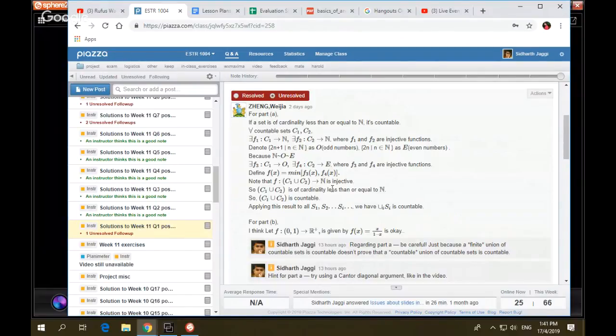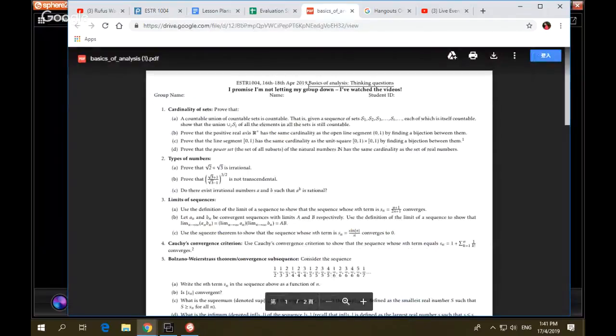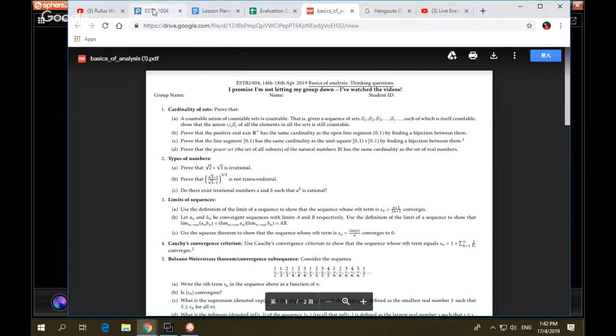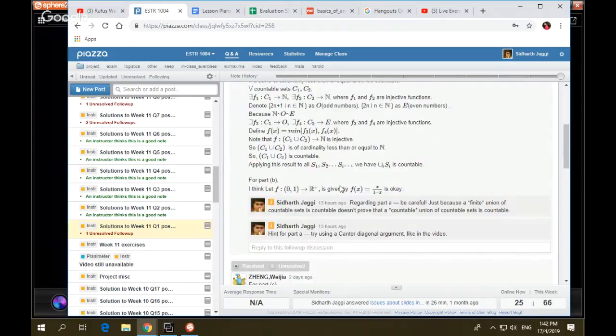The second question, for which Vejia had a nice solution, was asking us to show that the positive real axis has the same cardinality as the open line segment 0 to 1 by finding a bijection, so by finding a 1-to-1 map between them. And in this case, the solution that he used was f of x equals x over 1 minus x. So if you look at this, given any number between 0 and 1, it gets mapped to some number on the real line.